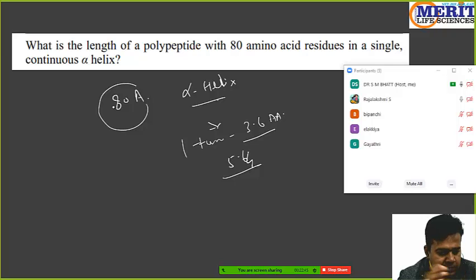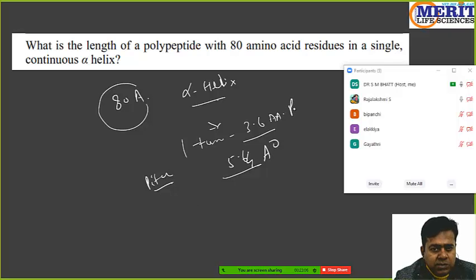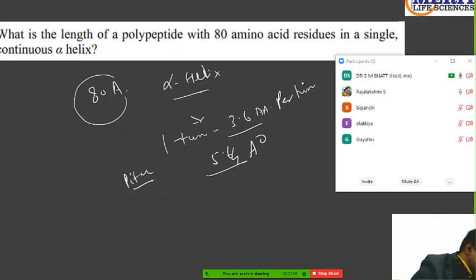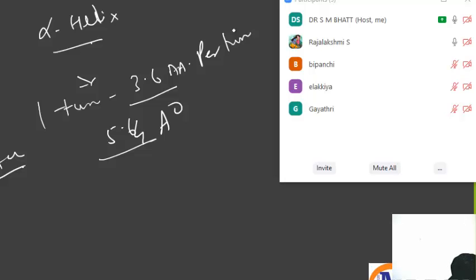Alpha helix structure is going to repeat itself every 5.4 angstrom along the helix axis, right? So we can say that alpha helix has a pitch of 5.4 angstrom, right? This is the pitch. So alpha helix has 3.6 amino acid residue per turn. This is per turn. Okay, you got the idea what I'm talking?